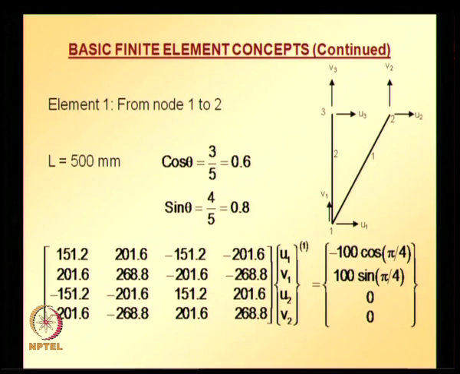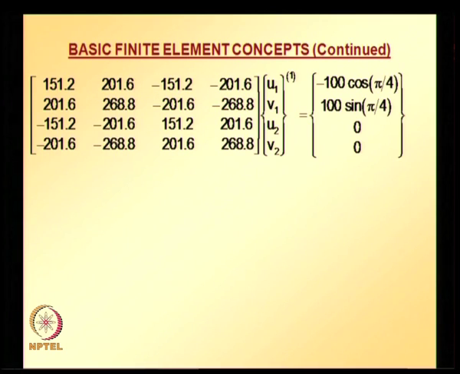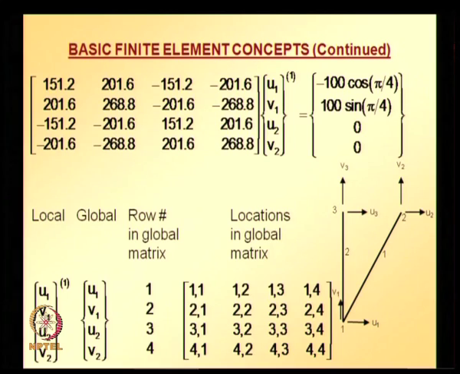Similarly, we can assemble the equation system for element 2, noting down the angles which the local coordinate system makes with the global x coordinate system. And if you look at the element 1 equation system, we should now make a note where the contribution from element 1 goes into the global matrix.